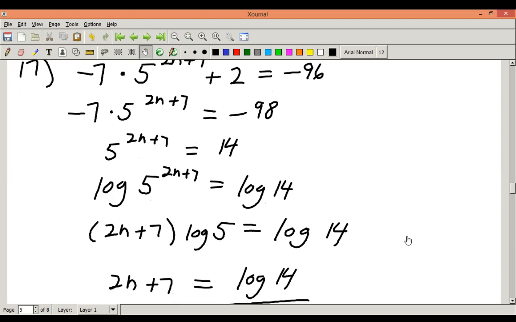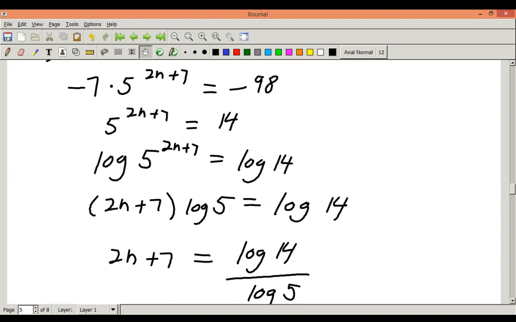Now at this point, you're going to go ahead and take the log of both sides. So I'm using base 10 there, so log of both sides on the next step. And then, of course, we know the drill by now. You got the log of a power property that you're going to use. So bring down that 2n plus 7 in parentheses and multiply it by log of 5 equals the right side.